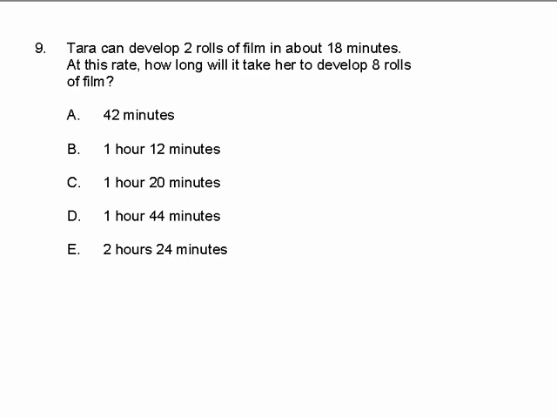This is test question number 9 on the California CBEST practice exam. Tara can develop 2 rolls of film in about 18 minutes. At this rate, how long will it take her to develop 8 rolls of film?